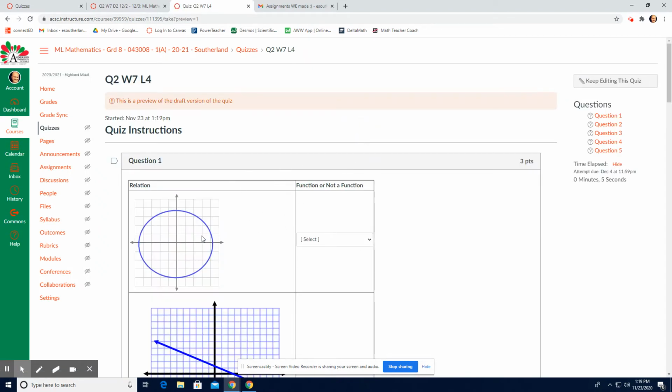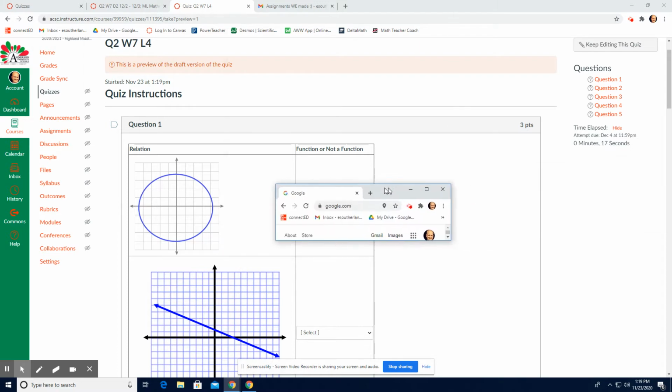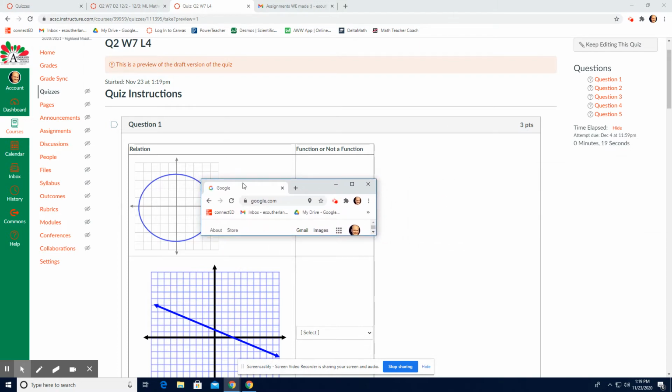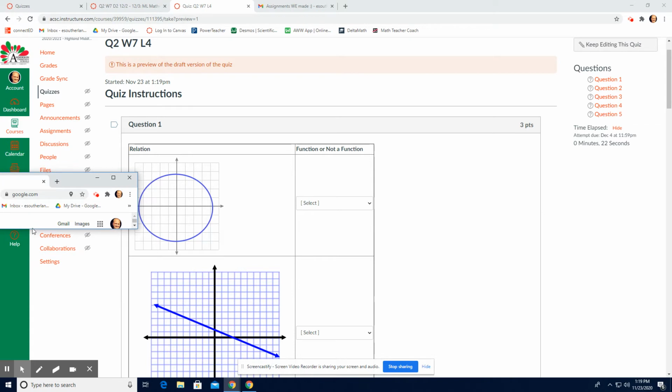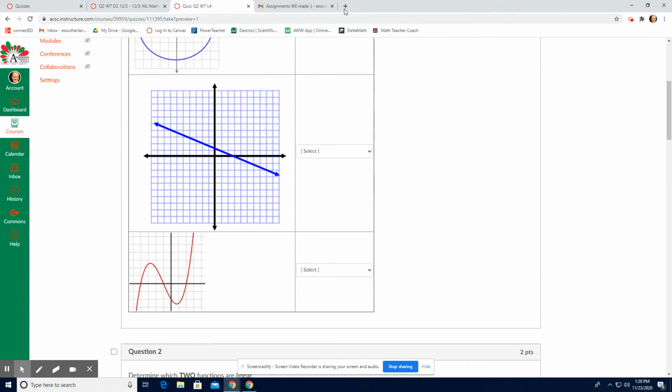The first thing is I want to determine, is this a function, yes or no? See how it says function or not a function. The easiest way to do this is to use the vertical line test, using just the edge of the bar here. See how it touches right there and right there? That means that this is not a function. And we're going to keep doing this over and over again.